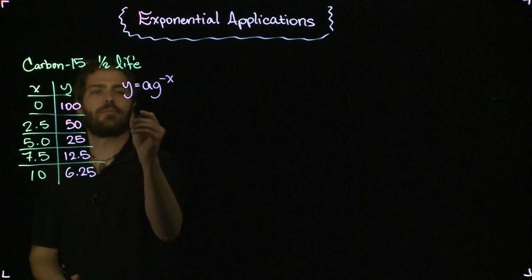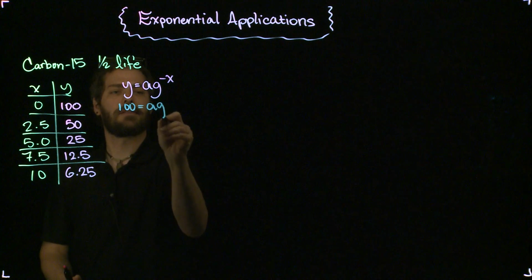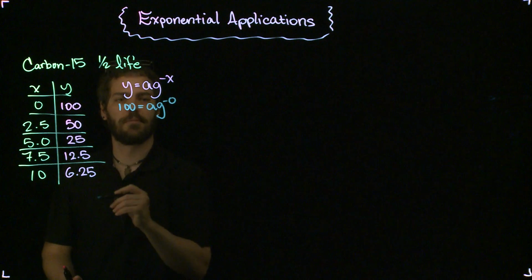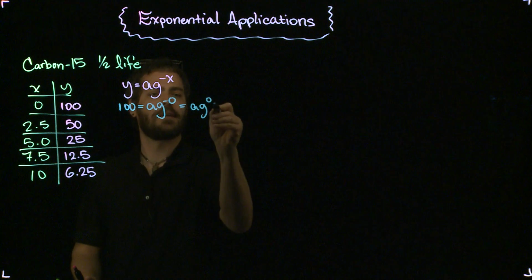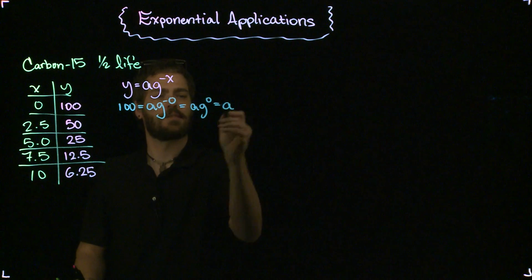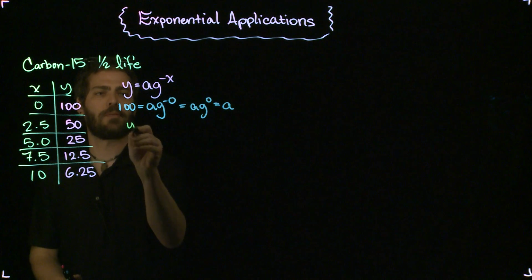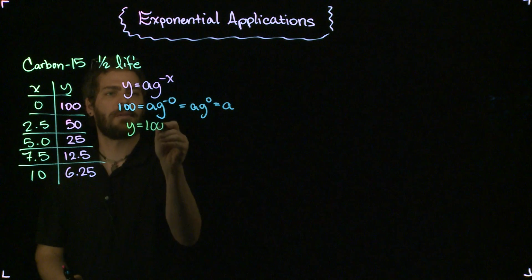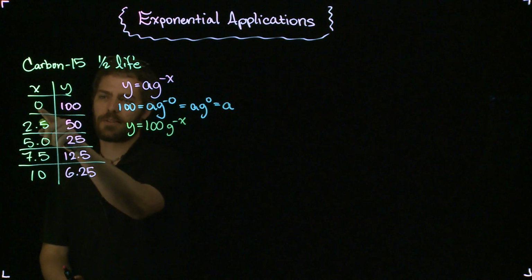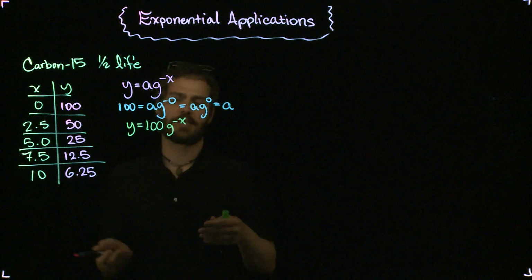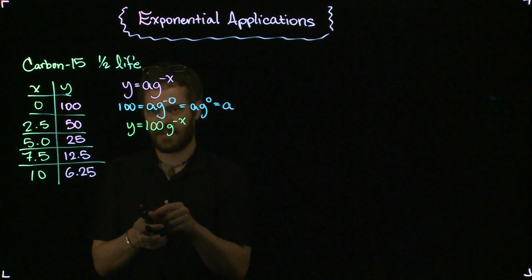How about this one? When y is 100, we've got a g to the negative 0. Negative 0 is the same thing as 0. Anything to the 0 power is 1, so this just comes out to a. Therefore, so far we've got y equals 100 g to the negative x, and that 100 corresponding to 0 makes sense for these applications. It's your initial amount, okay? So perhaps I could have simply said that right away.